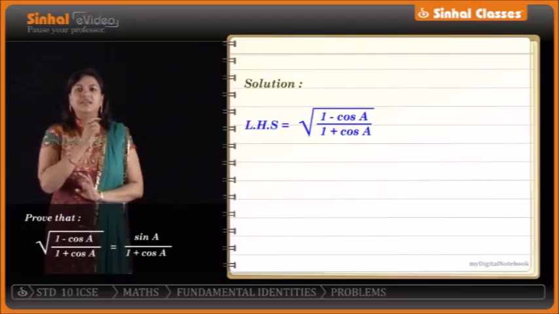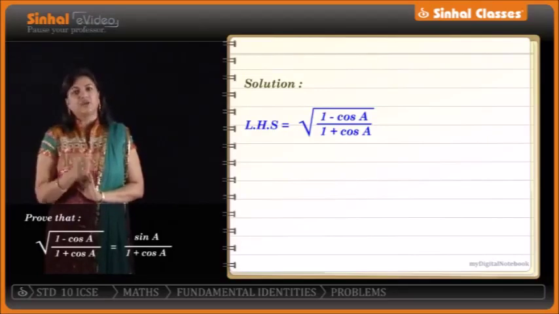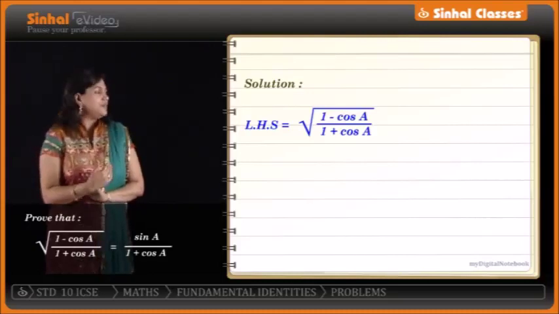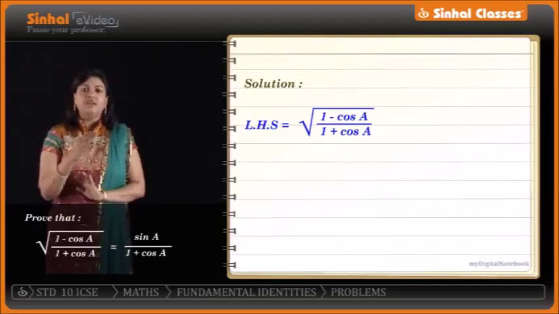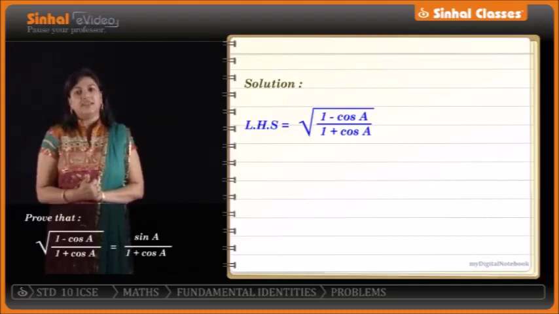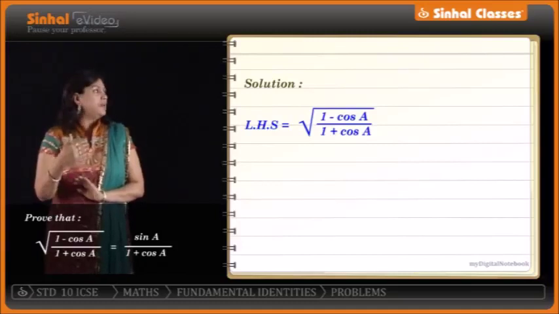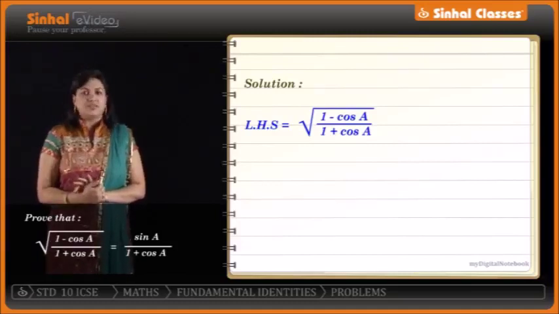But if you see the denominator in left side is 1 plus cos A, it's the same in right side also. So do not rationalize the denominator here. In fact, in the numerator we have 1 minus cos A, which becomes sin A in the RHS. So we must rationalize the numerator, that is multiply them by 1 plus cos A.